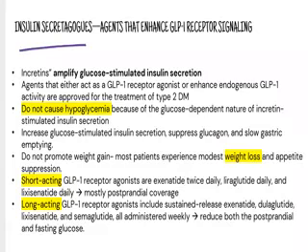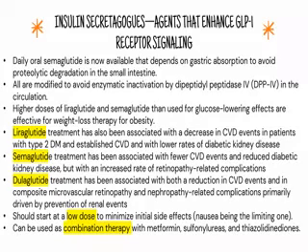Short-acting GLP-1 receptor agonists are exenatide twice daily, liraglutide daily, and lixisenatide daily, mostly providing postprandial coverage. Long-acting ones include sustained-release exenatide, dulaglutide, semaglutide, all administered weekly, which reduce both postprandial as well as fasting glucose. Daily oral semaglutide is now available that depends on gastric absorption to avoid proteolytic degradation in the small intestine. All are modified to avoid enzymatic inactivation by dipeptidyl peptidase, DPP-4, in the circulation.